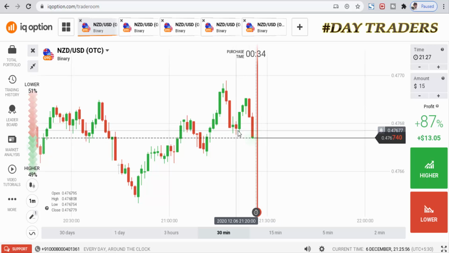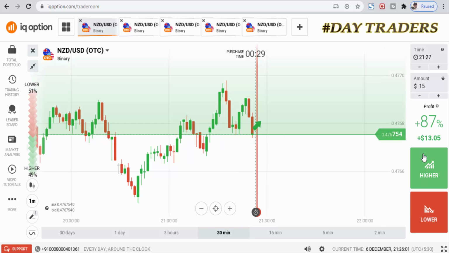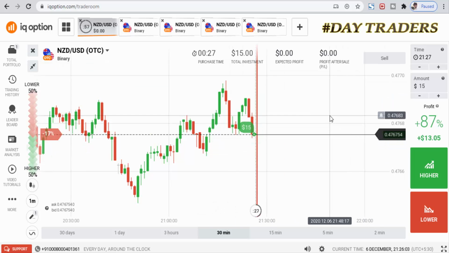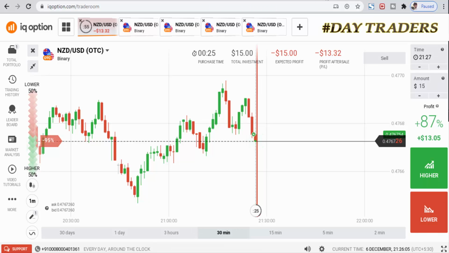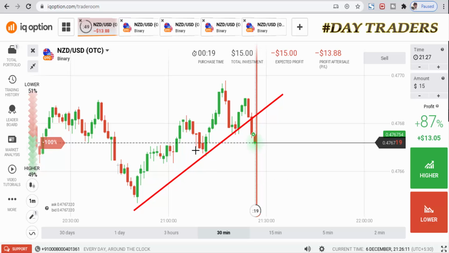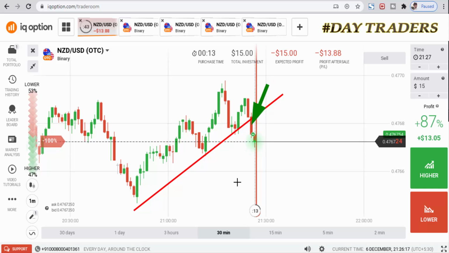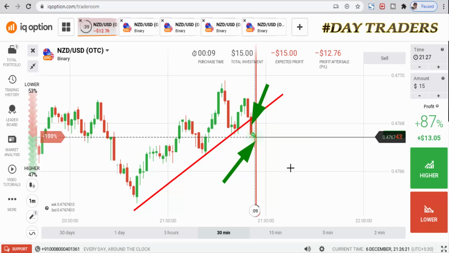Okay, very strong sellers entry. Okay, we'll place a higher option. This is a buyer's entry point. So it's breaking a level. So that's the reason I'm expecting a bullish candle, a retracement candle.